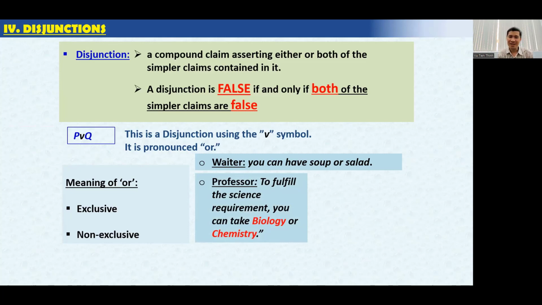Another example, in an academic setting. To fulfill the science requirement, you can take biology or chemistry. These are two elective courses, and you have to take one of them, right? Now you have money, and these courses are wonderful. They are useful to you in the future, and you just want to take both of them. Is it okay? Yes.